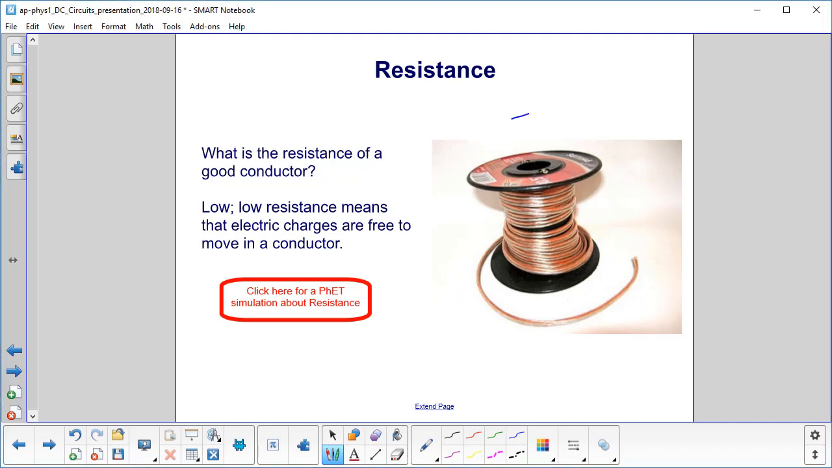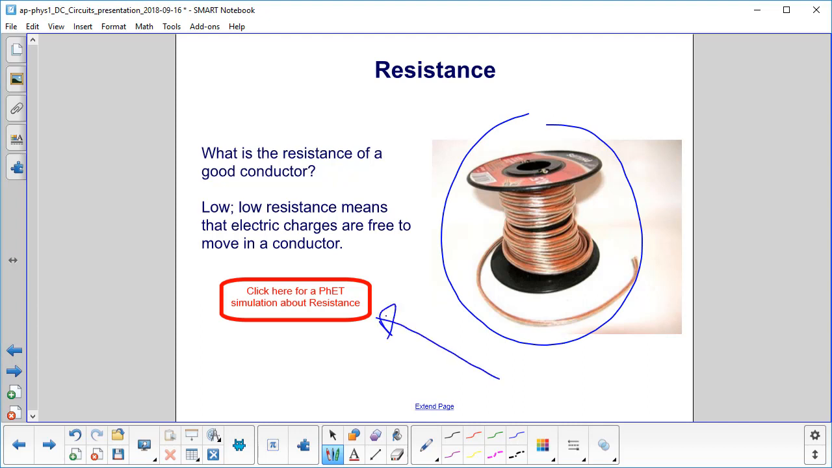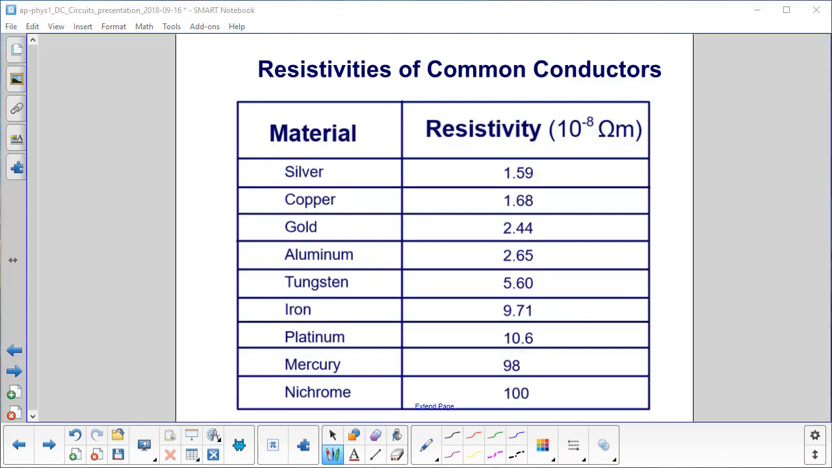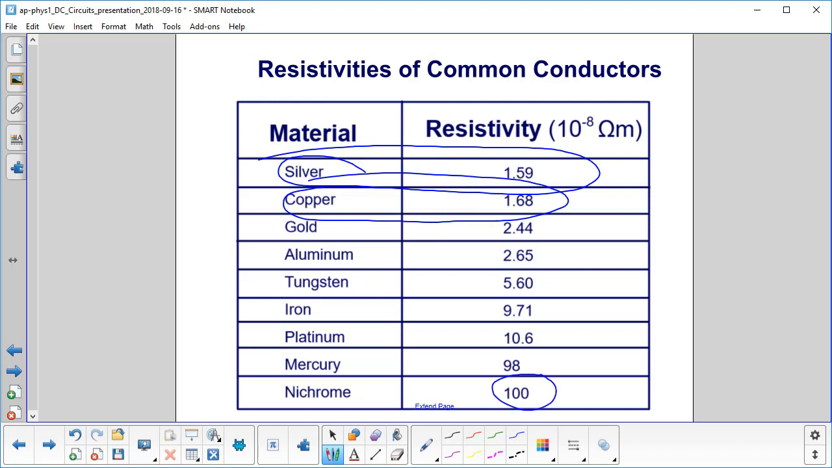And here's a little spool of copper wire. And we have another simulation from PhET on resistance that is worth your while to check out. Here's a table of some resistivities of common conductors. So what do you notice about that? Who's your best conductor? Silver. Then copper is a close second, then gold, and then you go all the way down to nichrome, which is not a very good conductor at all.